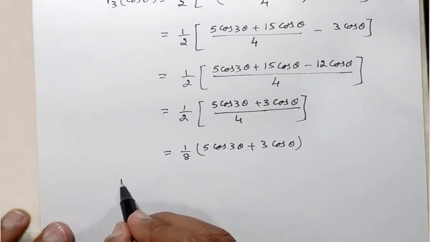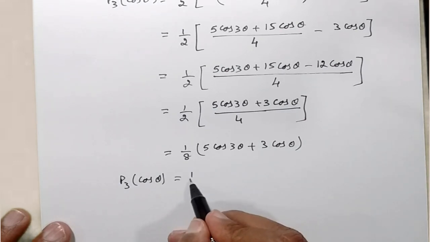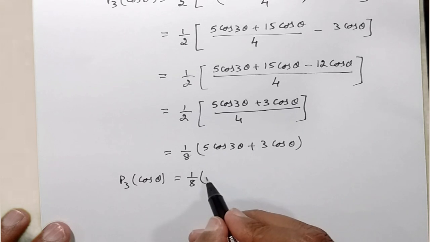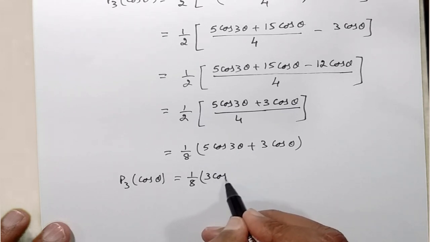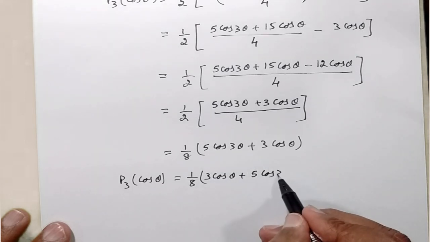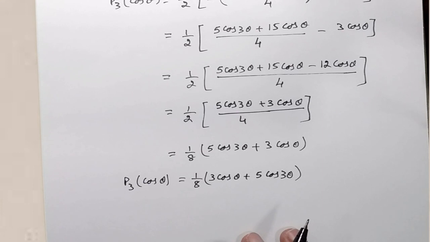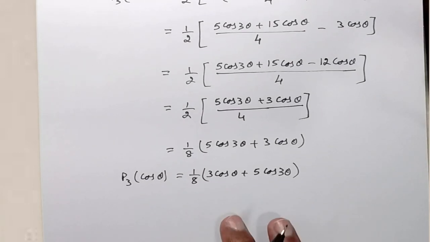So therefore, if you try to observe the result that has to be obtained is 1 by 8 times. So first he has written this result. Therefore you can write 3 cos theta plus 5 cos 3 theta. So this is the required solution. So that proves the result for both P2 as well as for P3.